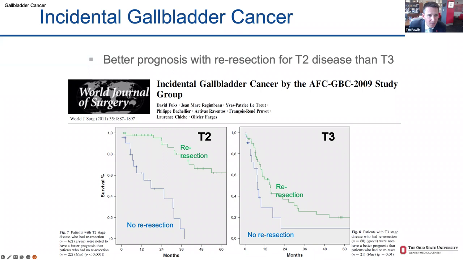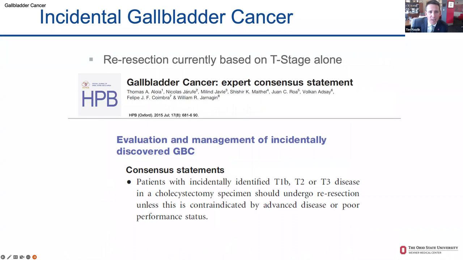Now, some of this may be a stage shift phenomenon, what we call the Will Rogers effect in the United States, because when you do this second operation, it's essentially a bigger staging operation. You're better defining the extent of the disease. So we would all recommend that for T1b, T2, and T3 disease, one should recommend to the patient a more oncologic operation with liver resection and lymphadenectomy.